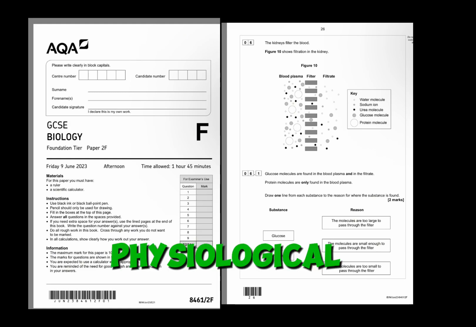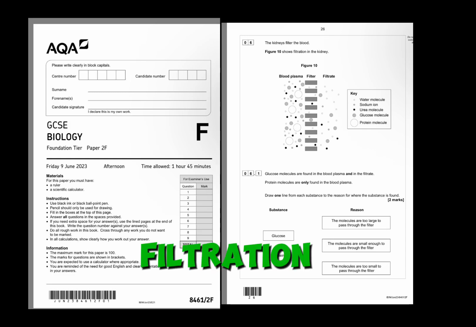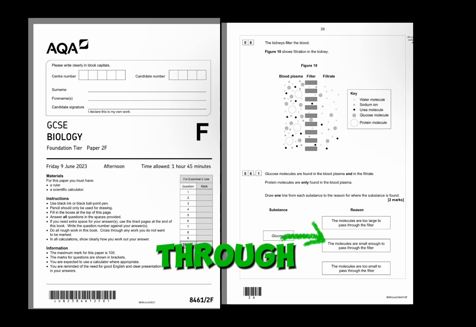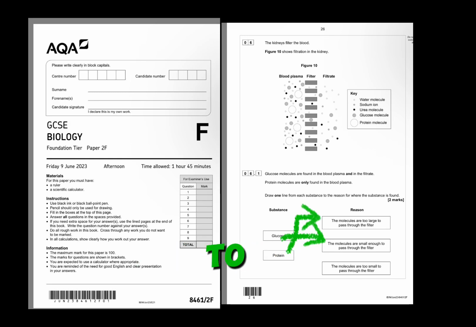Let's use physiological reasoning using figure 10 to match the filtration movement. First, glucose: line draw to "molecules are small enough to pass through the filter." Then move on to the second option, protein: line draw to "the molecules are too large to pass through the filter."